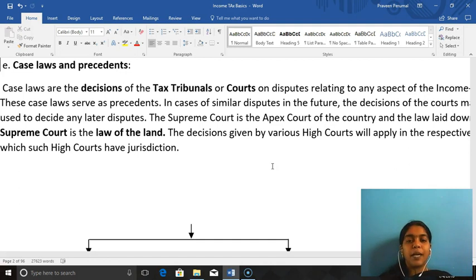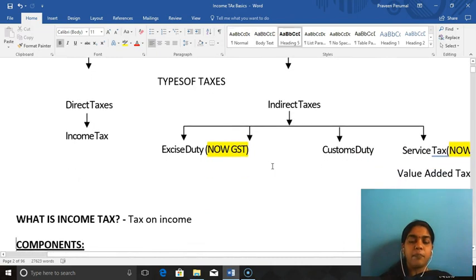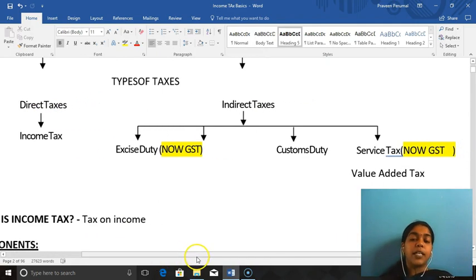So it could be used by them, and they could quote that particular decision of the court or the tribunal. Now, whatever we have seen just now, we can see that the types of taxes are two types: direct tax and indirect tax. An example of direct tax is the income tax. With regard to indirect taxes, we had the excise duty, now subsumed into GST. We have the customs duty, we have the service tax and the VAT. Service tax and the VAT are also now subsumed into GST.